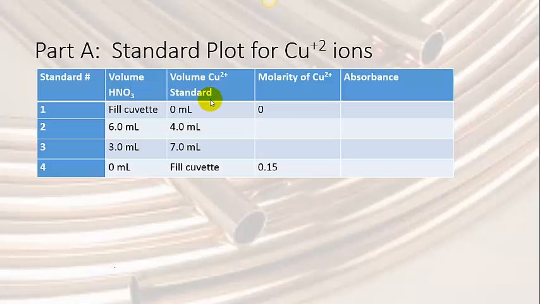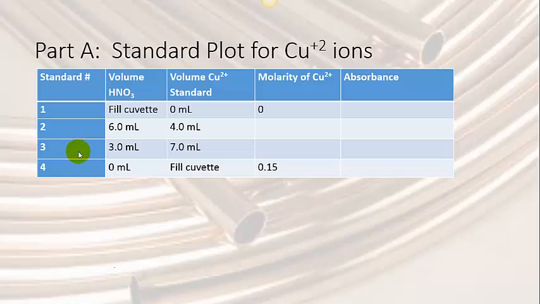Our copper standard will be 0.15 molar, 0.15 moles per liter of copper ion. And you will make 4 different cuvettes full of these standards. The first one we want to be just nitric acid. So you'll just fill the cuvette with nitric acid. That means we have no standard in there at all, no copper. The molarity of that then is 0.